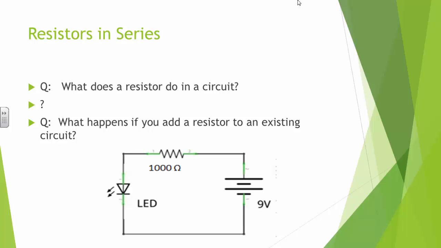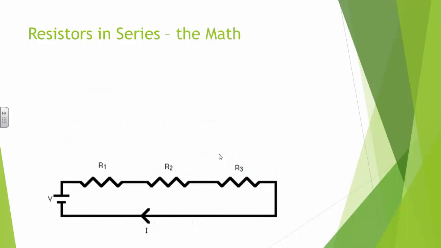Now, my next question for you then is what happens if you add a resistor to an existing circuit? So what happens if we take the resistor here and put a second one after it? And hopefully your answer was it'll slow down the current even more. And that is basically true. Now, as far as the math goes, we can be more specific than to say it slows down the current. When we add resistors one after another, resistors in series, the resistances add up.